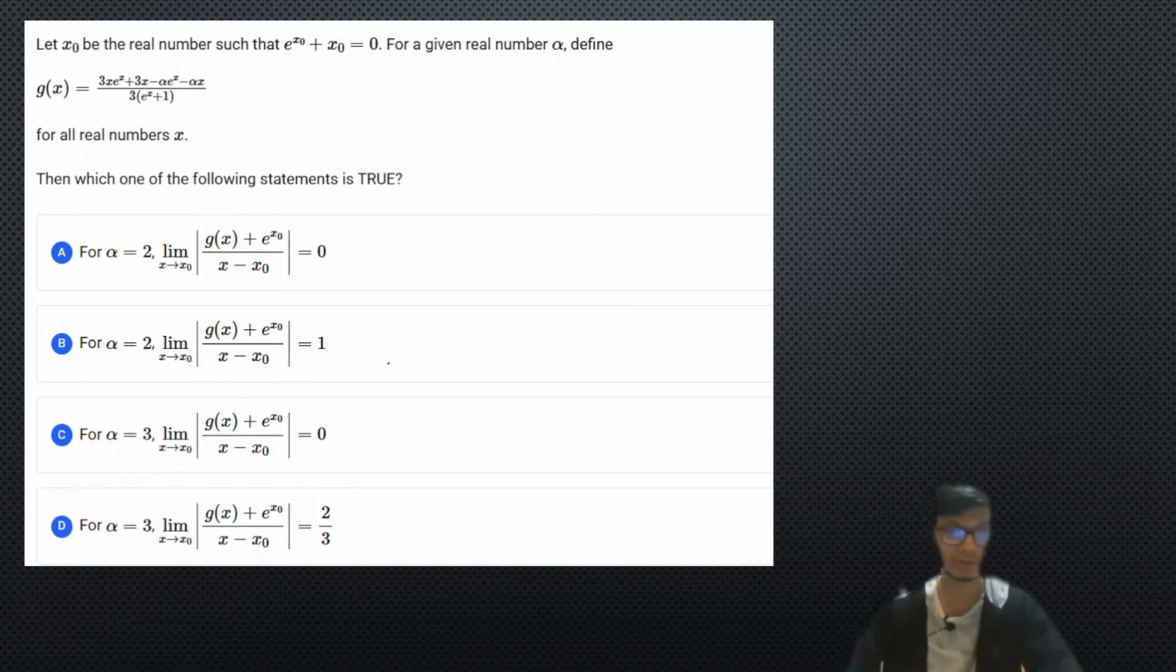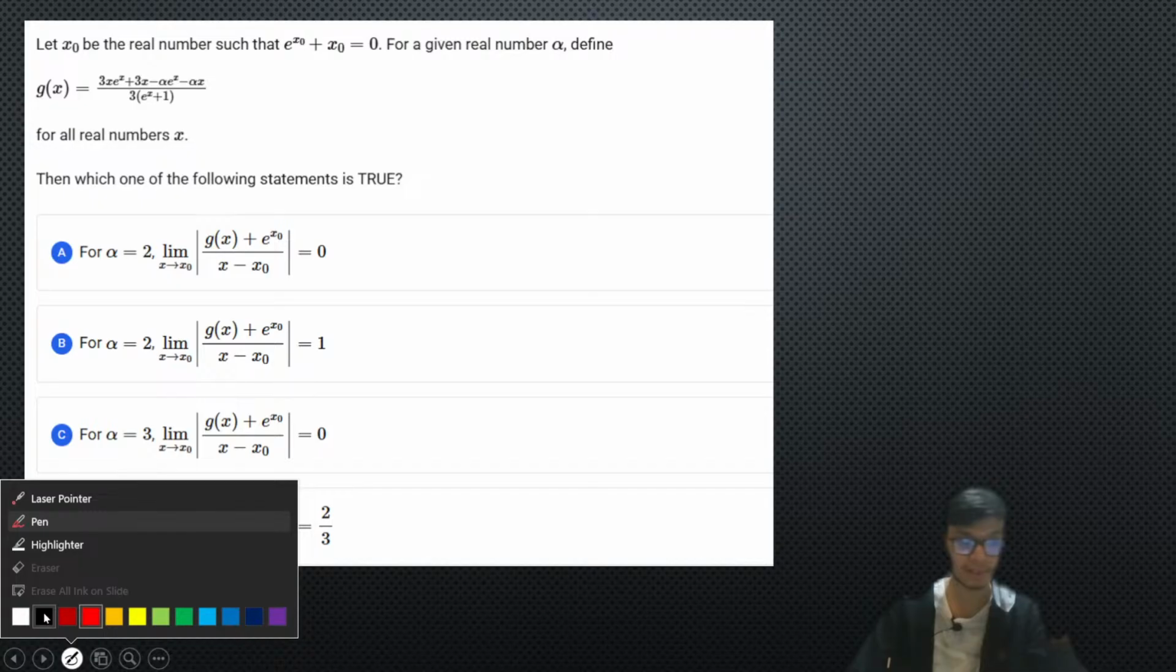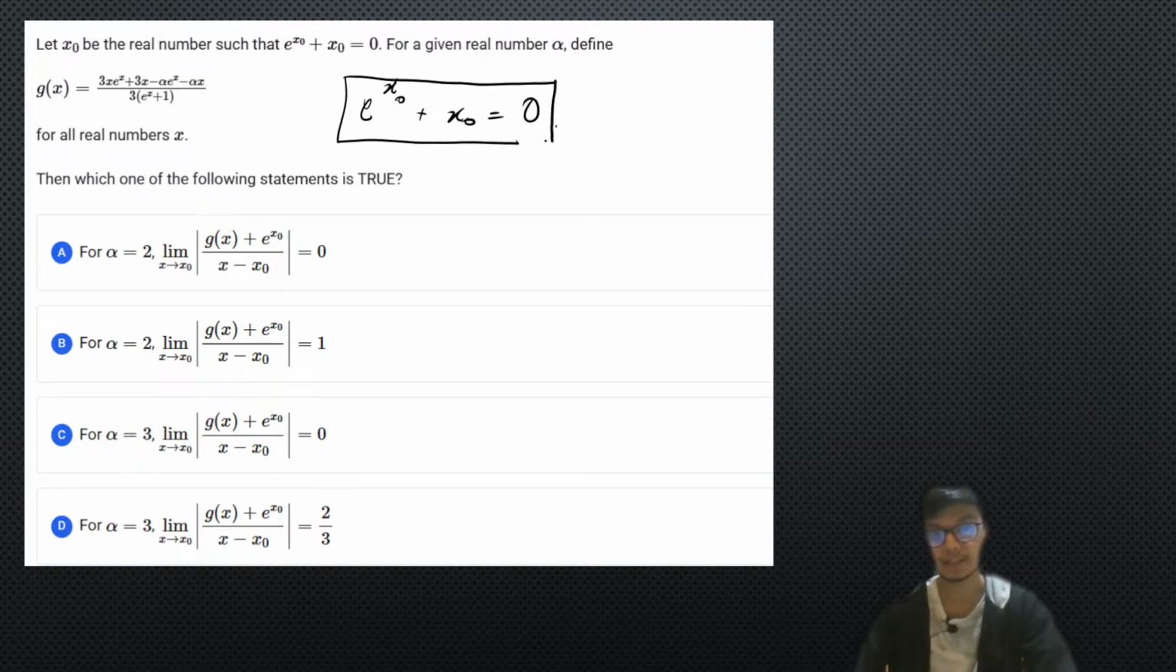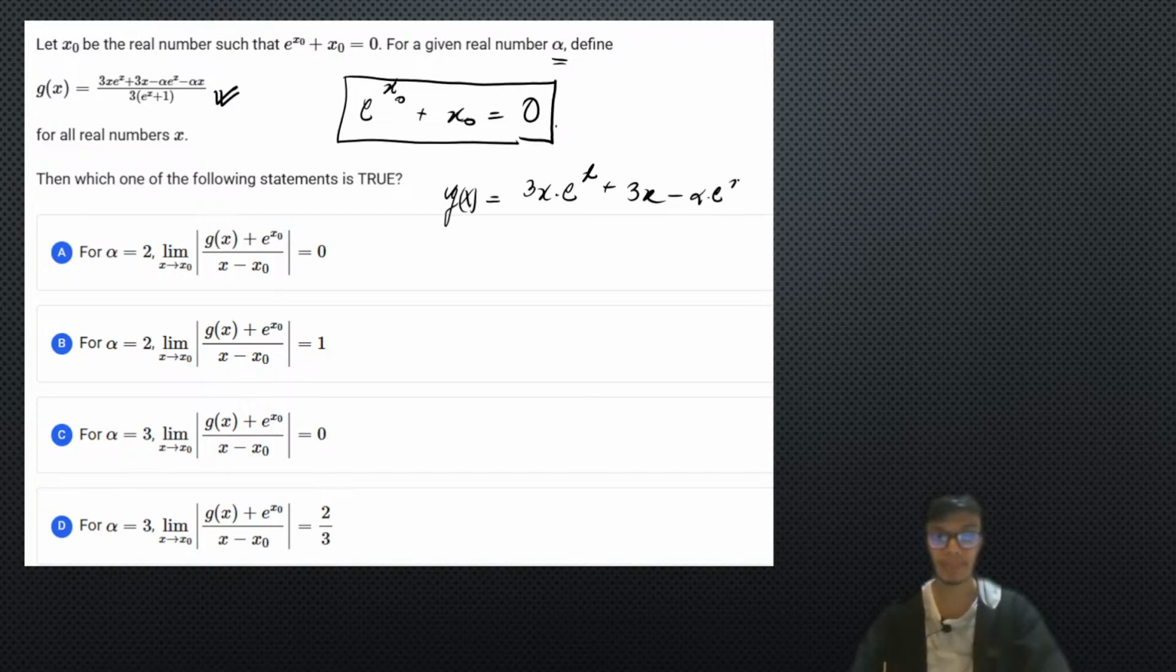So we have a bigger function here, and x naught is a real number that is the solution of the equation e to the power x naught plus x naught equals 0. Then for a given real number alpha, the function g of x is defined as follows, with 3 times e to the power x plus 1 in the denominator. That's what is mentioned as the function g of x.